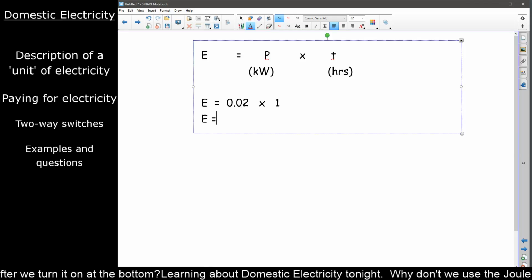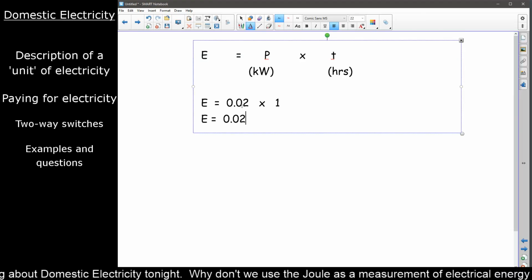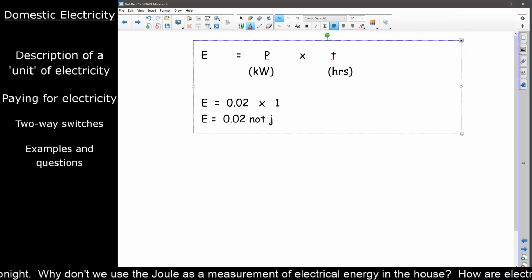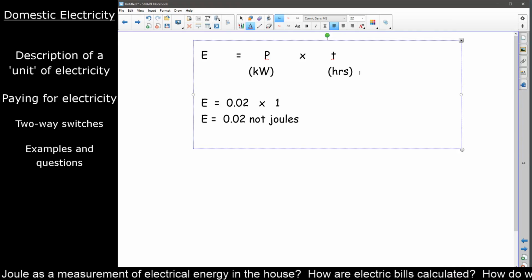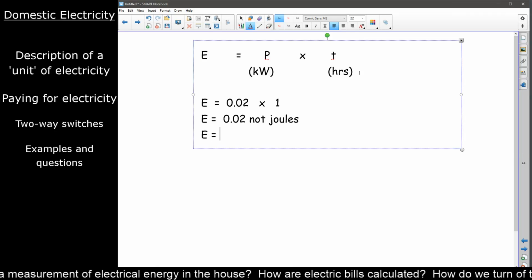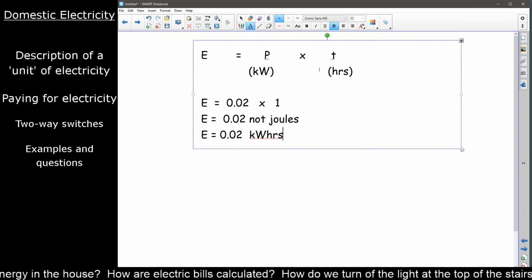So the energy I'm using is equal to 0.02. And automatically that looks like quite a small number, which is what we'd expect because light bulbs are not big energy items. So we're in the right scale. 0.02 is a small number, but it's a number we can get our heads around. But it's not joules, because joules require our power to be in watts and our time to be in seconds. This is some form of new unit. And helpfully, the unit is simply the combination of these two, that it's 0.02 kilowatt hours.